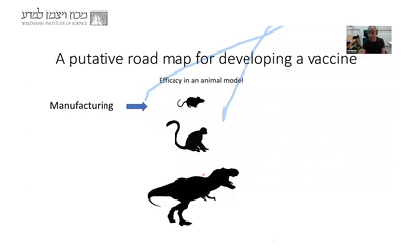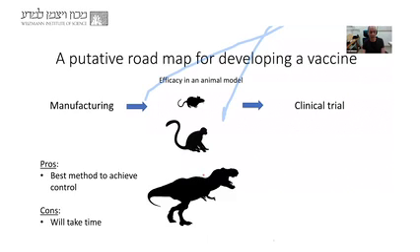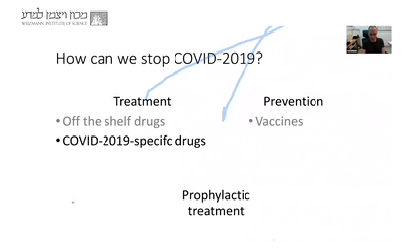Once this would be shown in animal models, then we could proceed to clinical trials, but that will take time. So creating vaccines would be the best method to achieve control, but that will definitely take time. I don't know exactly how much, but it will take time. I can assure you that there are very, very strong efforts now to proceed as fast as possible.